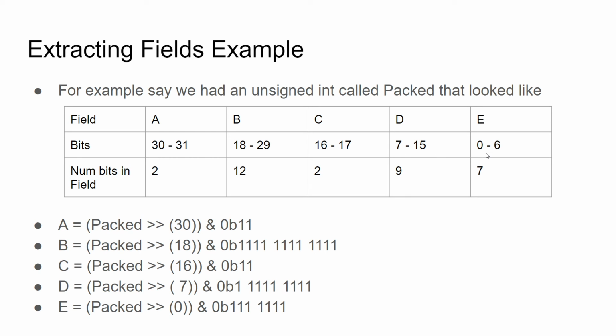E, we move it to the right by 0, right? Because its lowest bit is at position 0. And then we AND it with 7 1s, because there are 7 bits in the field.